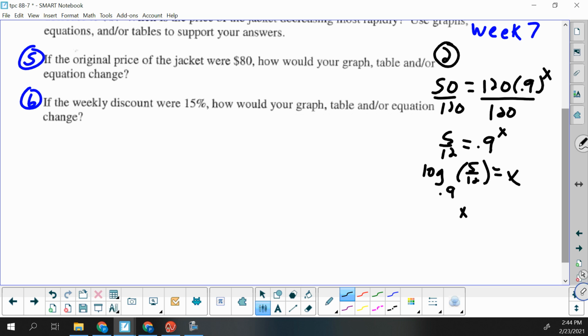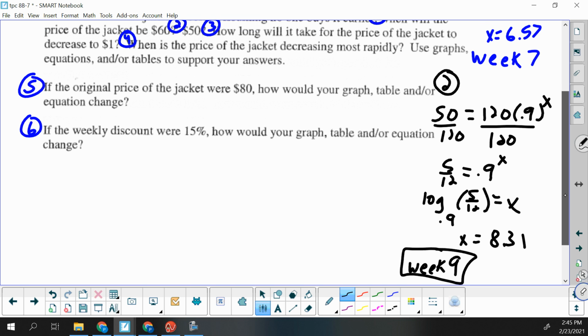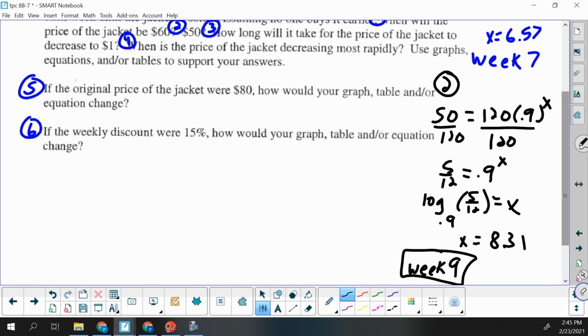So we should have gotten that x was equal to 8.31. If it didn't happen in the 8th week, it wouldn't happen until the 9th week. So week 9 is the first time the price would be at $50. It's not going to be exactly 50, but that's the first time it's going to drop below 50. So question 3 is a similar idea, just we're doing it for $1. We'll do that one together.